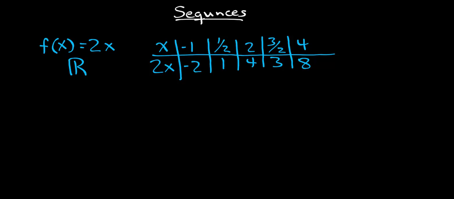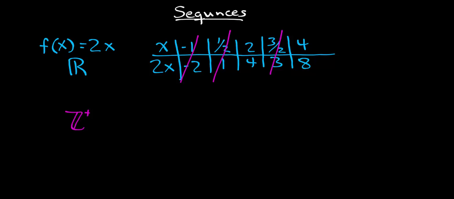Now, what if we say, I'm going to limit the domain of this function to be just the positive integers. In other words, we restrict the domain, so these values here are not going to be part of the domain. I'm only going to use the positive integers, 1, 2, 3, and so forth. So there's our domain, the set of positive integers. When we do that, the type of function we have is called a sequence.